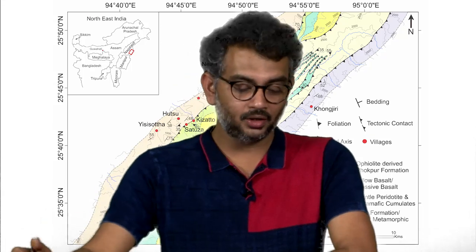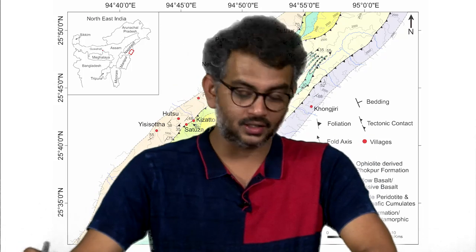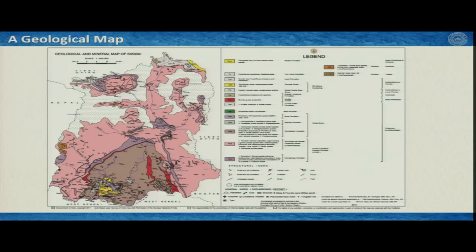So here is an example of a geological map. I took it from Geological Survey of India, and this is what you see, the map of Sikkim. It's a state in the northeastern part of India. So the state is like this. This part is the whitish part that you see. These were snow covered and people could not figure out the lithology and so on.